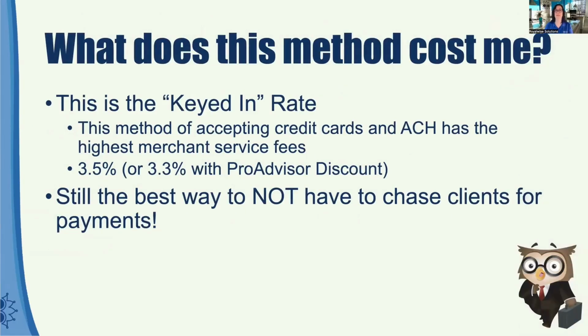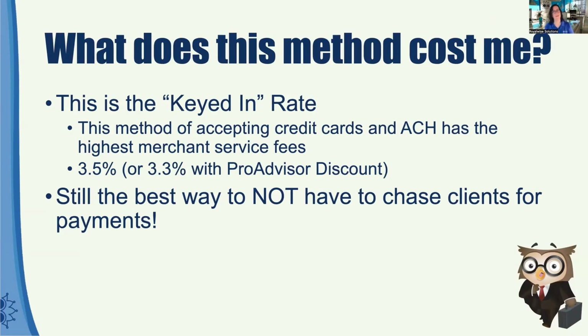Now, for these methods that we were talking about with a sales receipt or an invoice where you're putting in the credit card number, this is why it's the keyed-in rate, because you're literally keying it in. And so it has higher fees. You're going to pay 3.5% or 3.3% with the Pro Advisor discount. So it's more expensive that way because the payment method has to go through you. So it's a little less secure.